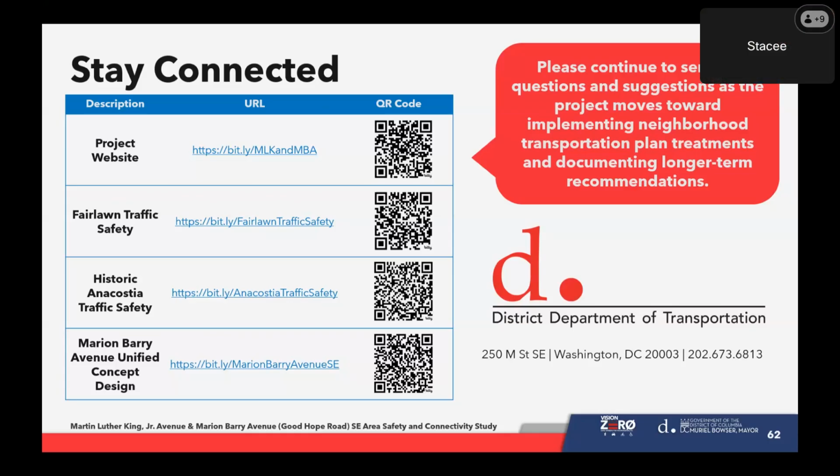Okay, and on that same note, we have an attendee who says, I would love for us to remove parking on Marion Barry Avenue, to show that side of it as well.